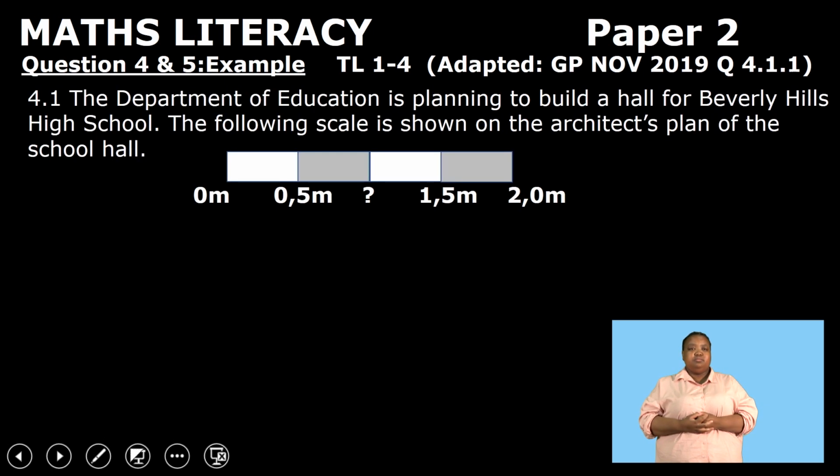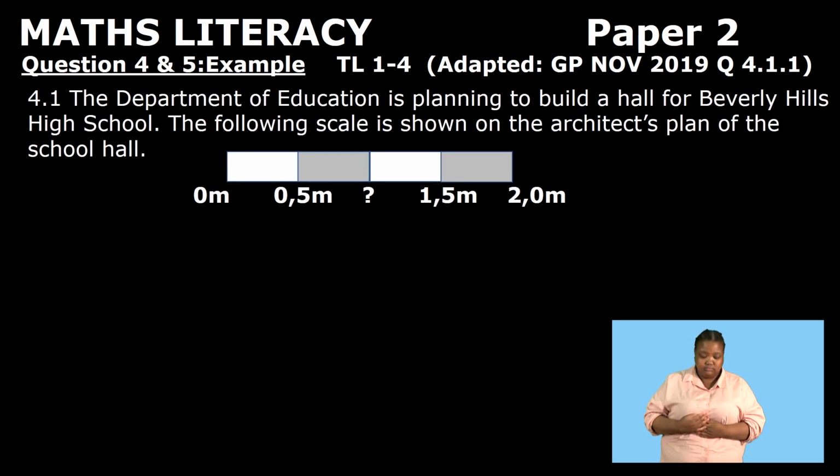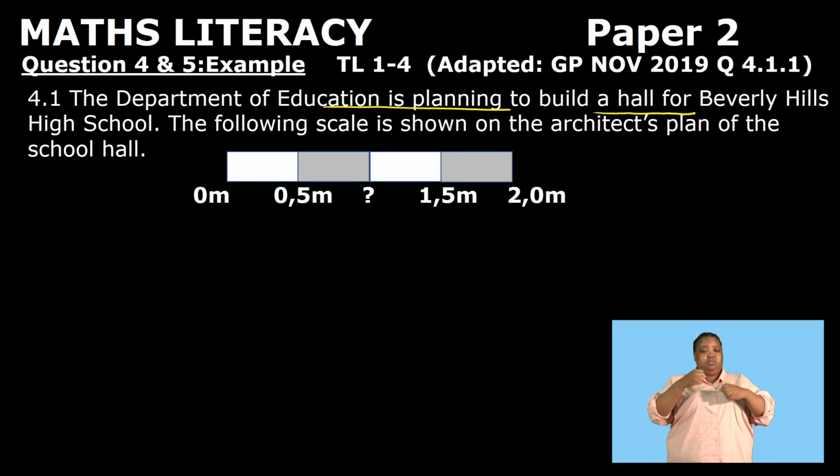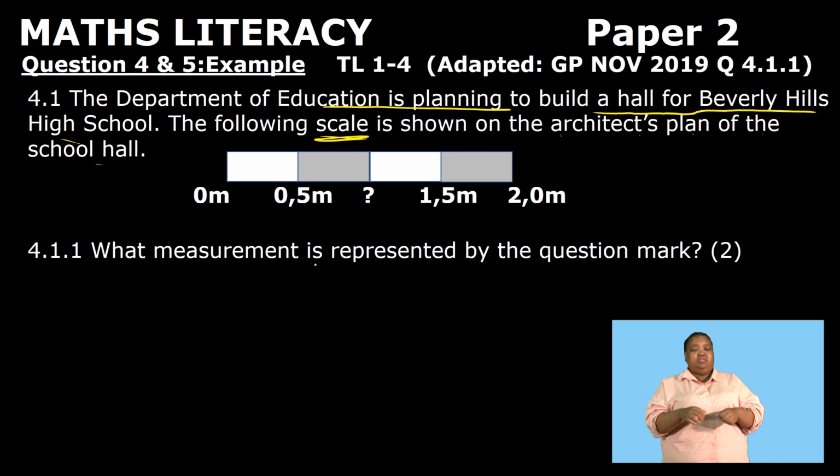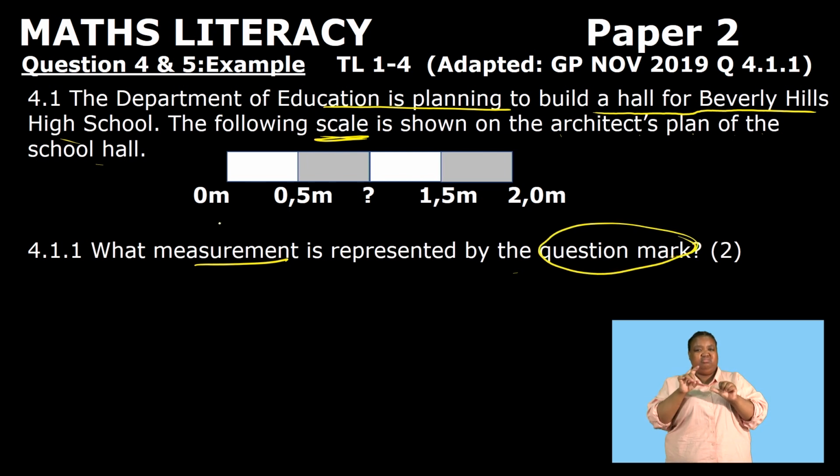We continue with question 4 and 5, again examples. The Department of Education is planning to build a hall for Beverly Hills High School. The following scale is shown on the architect plan of the school hall. So this is the scale that is shown. Looking at question 4.1.4, what measurement is represented by the question mark? So looking at the scale, we can see that we have a question mark there. What measurement could that be?